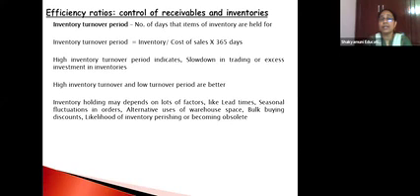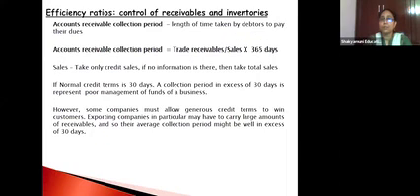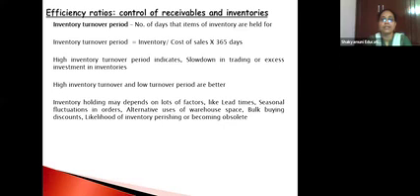So high inventory period means what? We are keeping our inventory for a long time in the company. Low collection period means we are able to get money quickly from the market, but we are keeping our inventory for a longer time. So that is how we have to analyze. This is called the inventory turnover period.